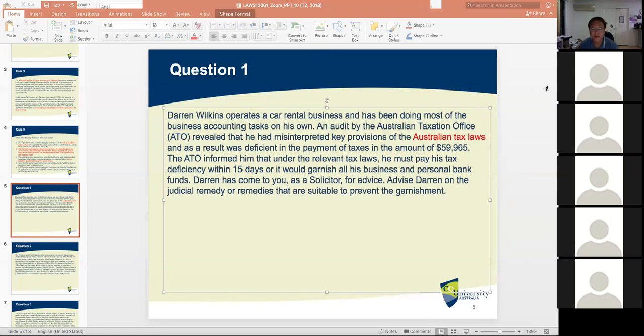Now, if we rely on the ADJR Act, then what particular judicial review remedy or remedies would be suitable to prevent the garnishment? So you will notice when I ask this question, I'm no longer asking about whether judicial review is available. We now assume it is. The question now is, what exactly is the judicial review remedy?